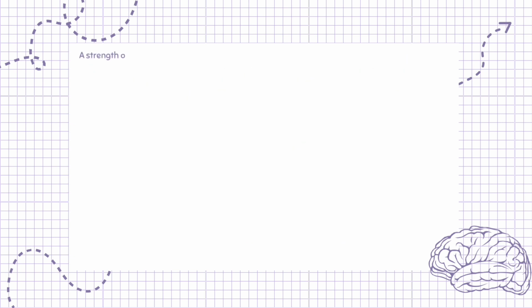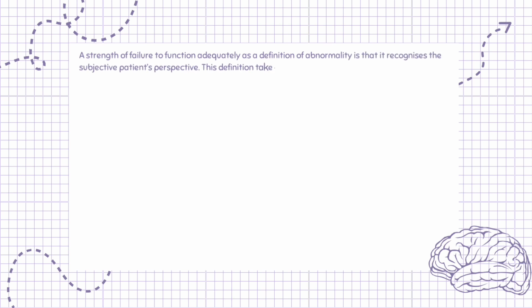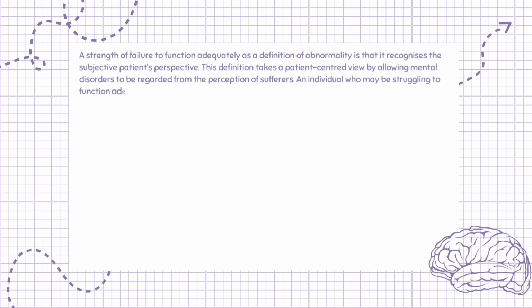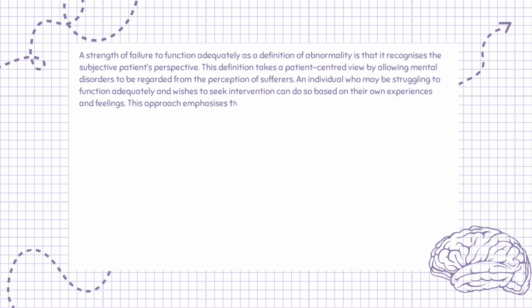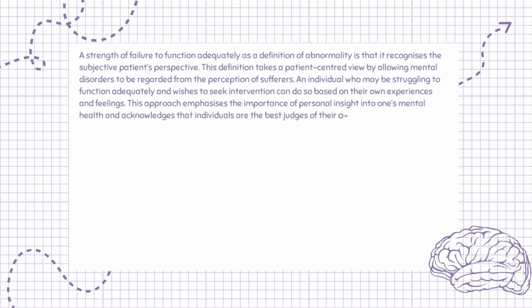A strength of failure to function adequately as a definition of abnormality is that it recognizes the subjective patient's perspective. This definition takes a patient-centered view by allowing mental disorders to be regarded from the perception of sufferers. An individual who may be struggling to function adequately and wishes to seek intervention can do so based on their own experiences and feelings. This approach emphasizes the importance of personal insight into one's mental health and acknowledges that individuals are the best judges of their own functioning.